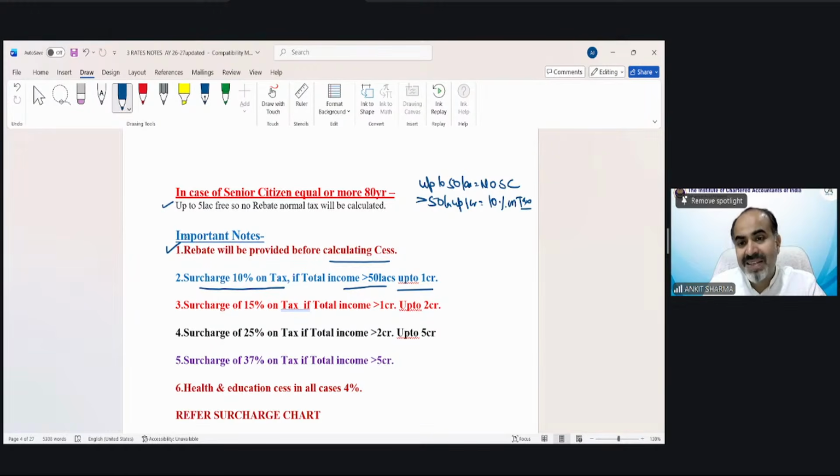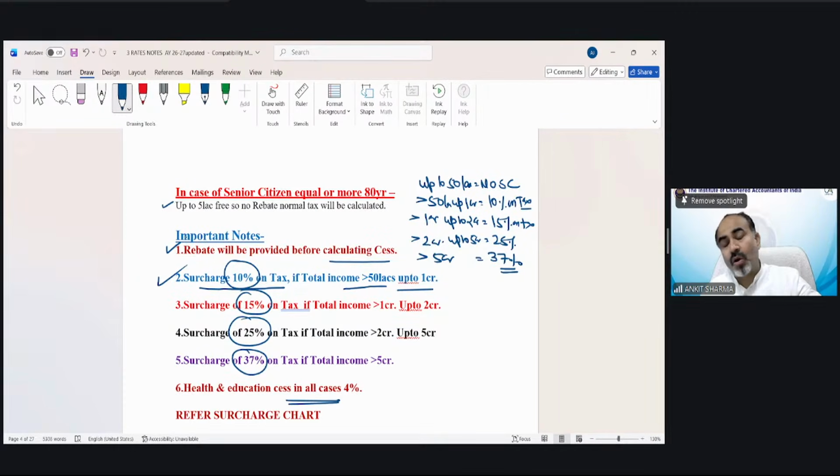If your income exceeds 1 crore up to 2 crore, then the surcharge rate is 15% on tax. If your income exceeds 2 crore but is up to 5 crore, it would be 25%. If your income exceeds 5 crore, your surcharge rate would be 37%. You can see it: surcharge for 50 lakh to 1 crore is 10%, then 15%, then 25%, then 37%. Health and education cess is always 4%.